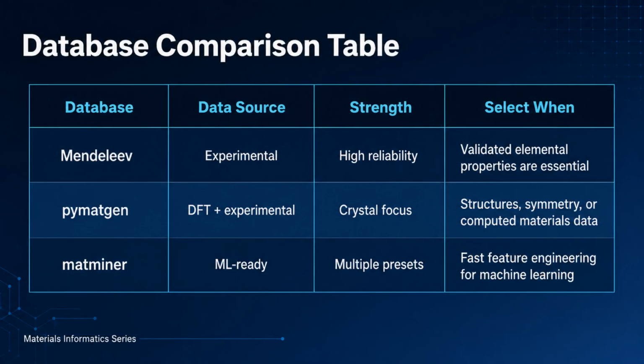Let's compare the 3 sources. Mendeleev has the highest reliability with pure experimental values, best for precision applications. PyMatchen combines experimental and DFT data with crystal structure focus, best for materials simulation integration. Mapminer provides ML-ready outputs with multiple presets, best for machine learning workflows. Choose based on your primary use case.